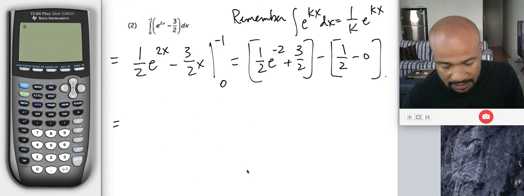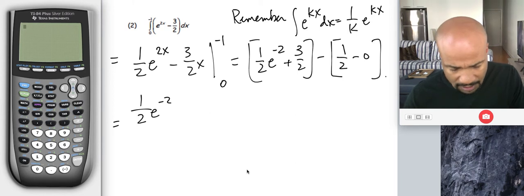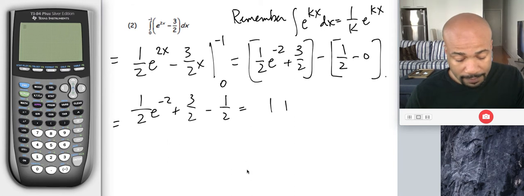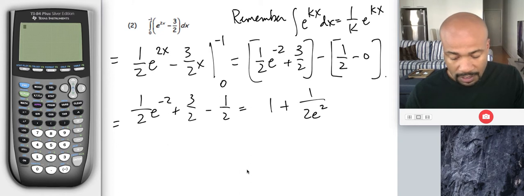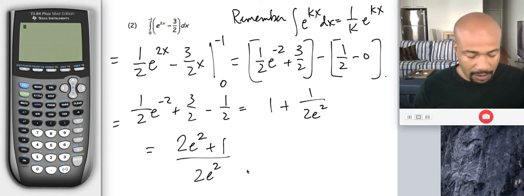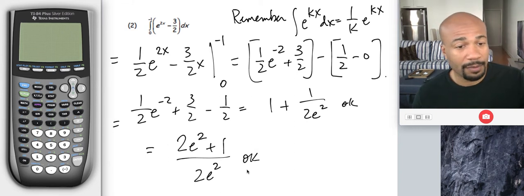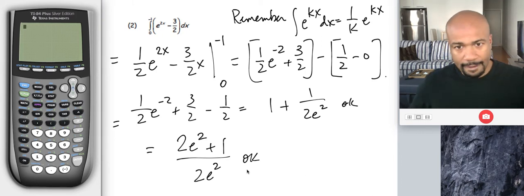Right, so let's evaluate this. This is 1/2 e to the -2, plus 3/2 minus 1/2. That's 1 plus 1 over 2e squared. So I took that e to the -2 and threw it down in the denominator. So that's 2e squared plus 1 over 2e squared. This is okay, and they're actually equivalent. It could be given to you in either form, and I would accept either answer. It's fine. All right, so let's check that one.